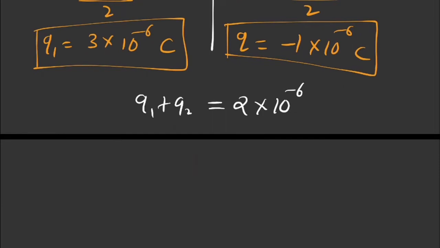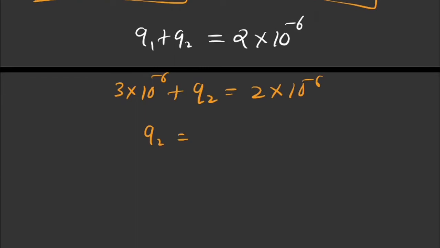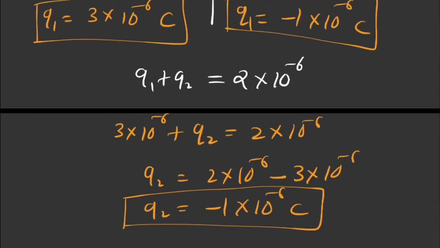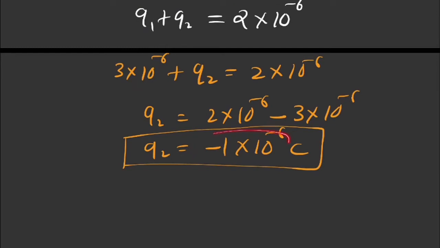Now substitute the value of q1 first. We have q1 here also, here also. Now q1 becomes 3 into 10 to the power minus 6, plus q2 is equal to 2 into 10 to the power minus 6. Now what is the q2 value you get? q2 becomes 2 into 10 to the power minus 6 minus 3 into 10 to the power minus 6. q2 becomes minus 1 into 10 to the power minus 6 coulomb. So when you put this q1 value, q2 becomes this one.